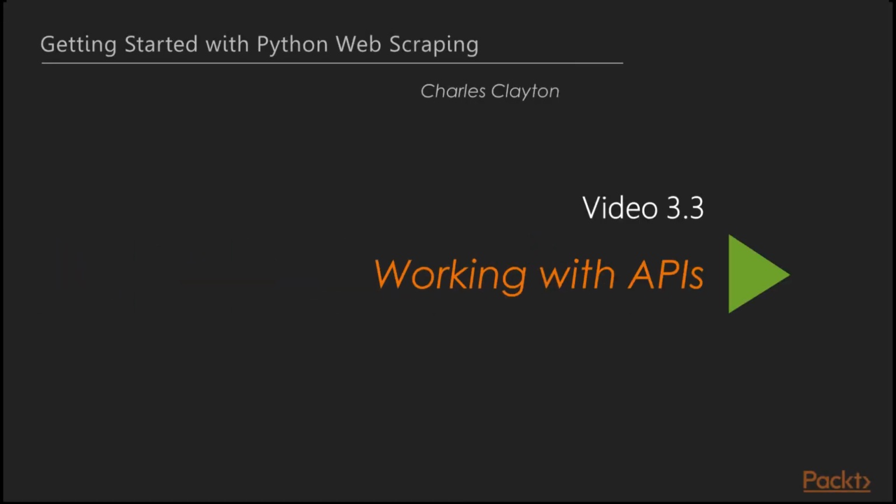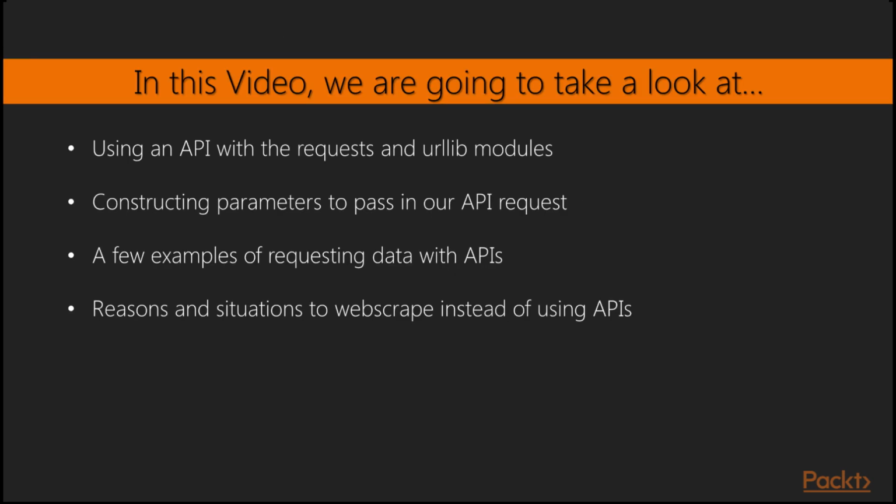In this video, we're going to talk about working with APIs. We're going to dig a little deeper into APIs. We're going to go over using an API using two different Python modules, requests and urllib. Then we'll talk about constructing parameters for the query so that we don't have to hard code it like we did in the previous example. And then we'll do a couple examples using APIs. Then finally, we'll finish off the section talking about when we would still actually rather web scrape than use APIs.